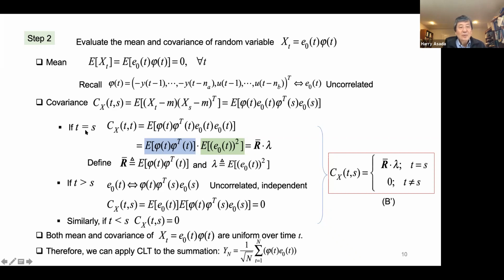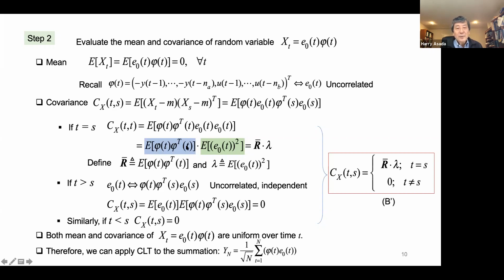So now let's compute this for t equal s. C_x,t,t, you can write this one in this way, s is now replaced by t. So obviously this one is e_0 squared, and this one the phi transpose. And these two are not actually correlated at all, so this expectation can be taken separately between this part of expectations and this part of expectations, right? So this part shows the original noise strength, the noise variance, and usually we use this notation lambda. Okay, white noise with the strength of lambda.